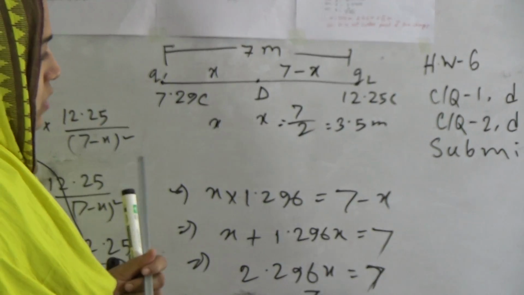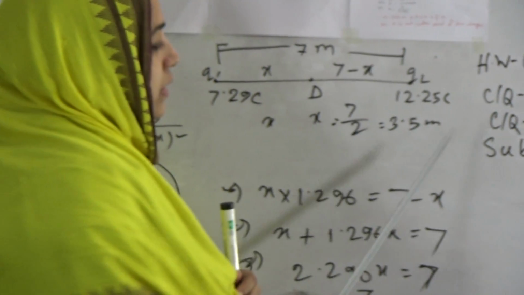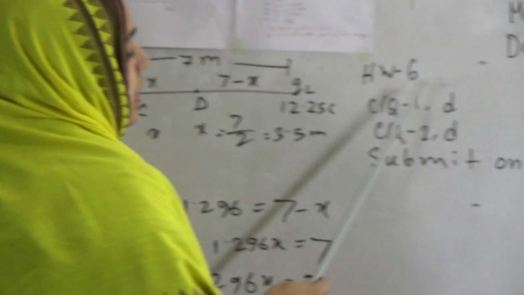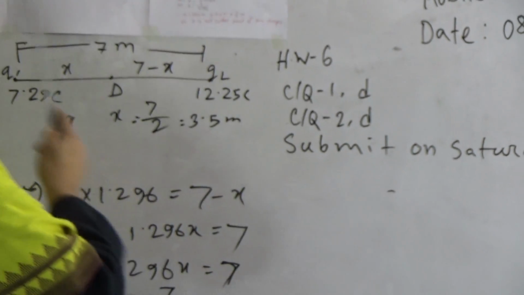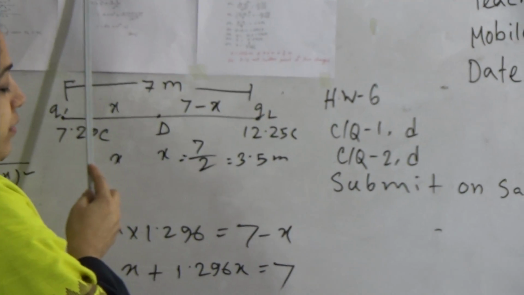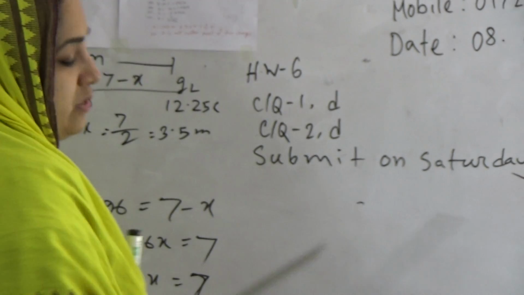Okay, my dear students, I think all of you have understood this mathematical problem. Your today's SW number is 6: from CQ1 number D and from CQ2 number D is your SW, and submit it on Saturday.